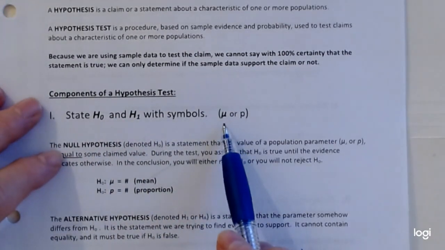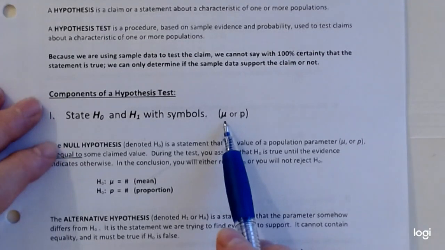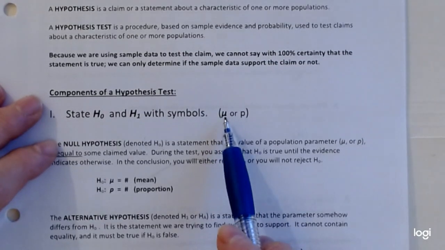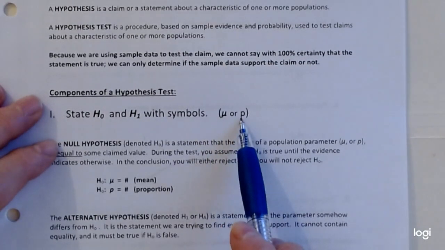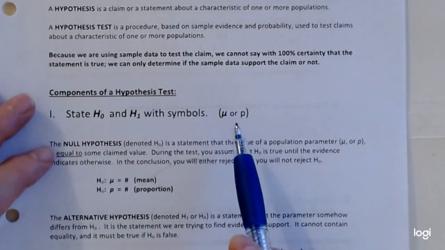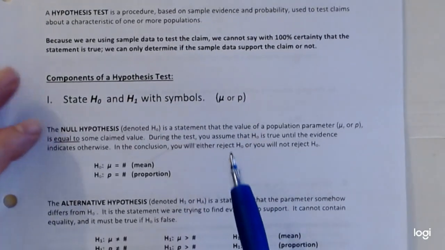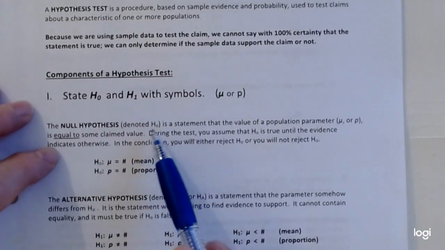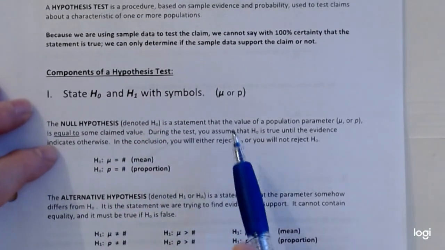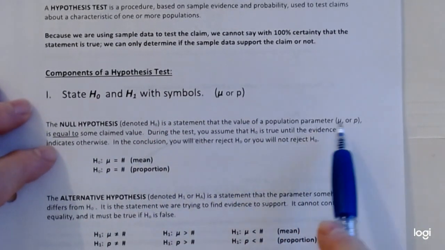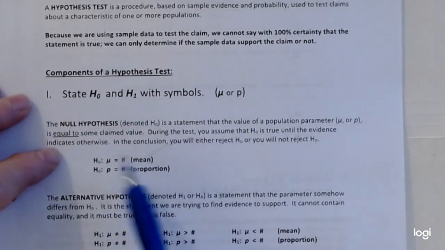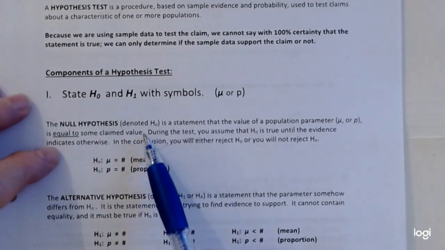In chapter 10, we're going to be testing a single sample, and we're going to be testing hypotheses about the mean or about a proportion. We will not do the hypothesis testing on the standard deviation. The null hypothesis, denoted H0, is a statement that the value of the population parameter, and that will either be mu, the mean, or p, the proportion, is equal to some claimed value.